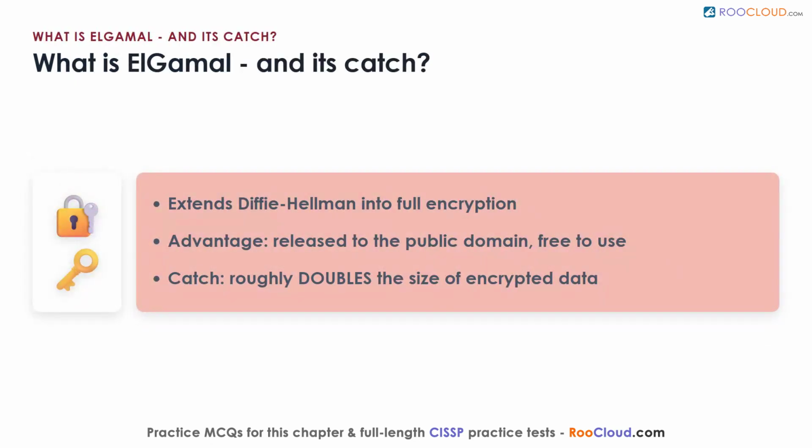So what is ElGamal, and what is its catch? ElGamal extends the ideas behind the Diffie-Hellman key exchange into a full public key system that can encrypt and decrypt messages, not just swap keys. When it appeared, one big advantage was that it was placed in the public domain and free to use, at a time when its main rival was still patented. But it carries a real drawback. It roughly doubles the size of whatever it encrypts. That expansion becomes a genuine burden when you need to push large volumes of encrypted data across a network. Free to use, but heavy on the wire.